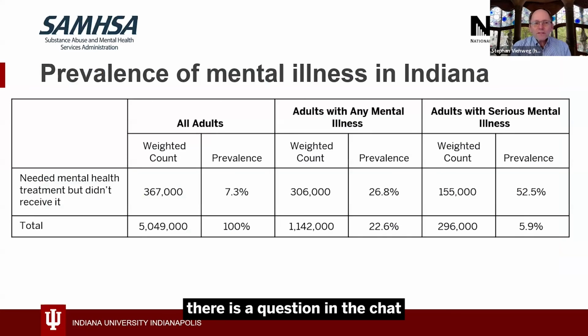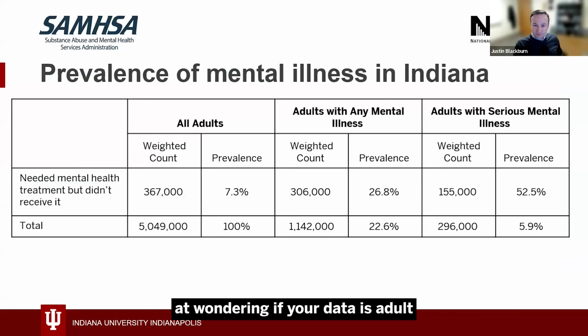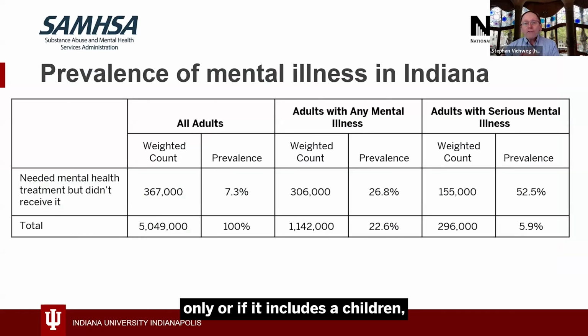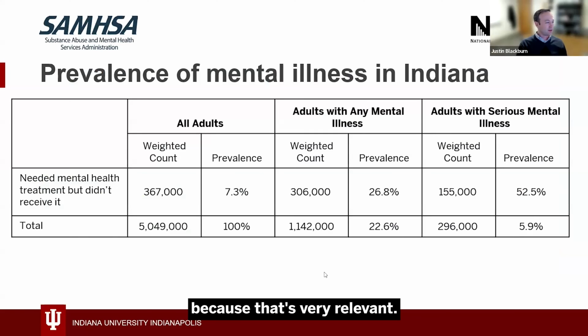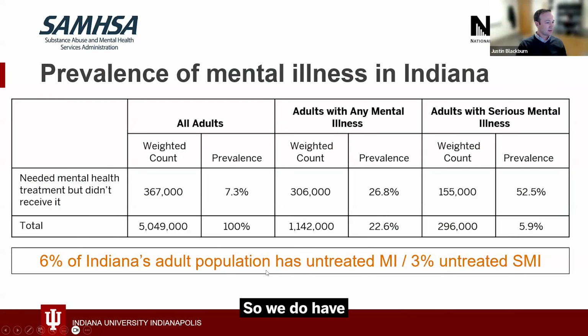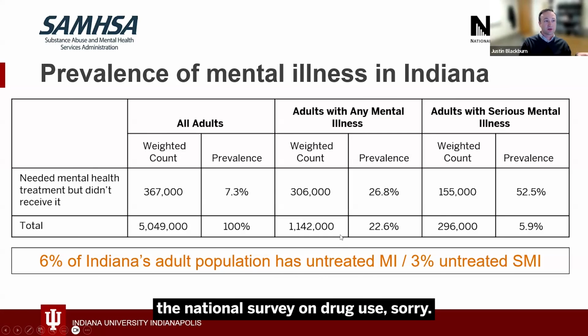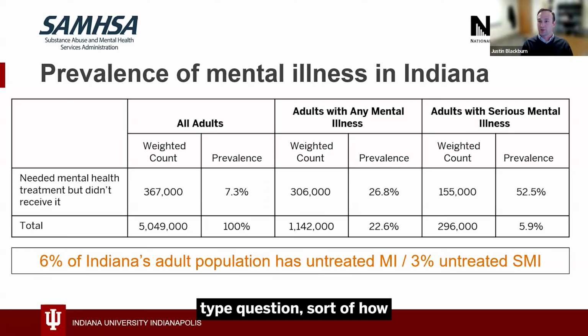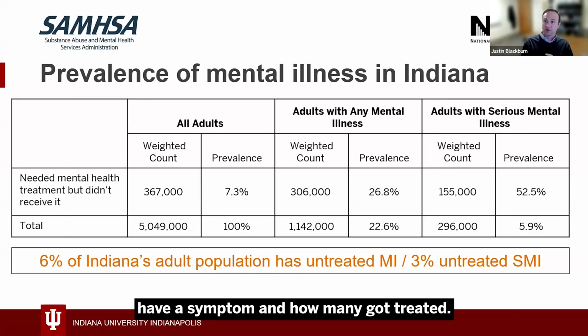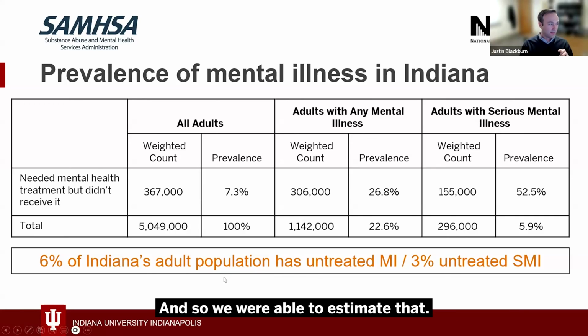And Justin, there is a question in the chat wondering if your data is adults only or if it includes children. Very relevant. So we do have kids included. So there was another survey. The National Survey of Drug Use and Health doesn't include children, but there is a survey that does. It's called the National Survey of Children's Health, and they do a similar type question, sort of how many children have a symptom and how many got treated, and so we were able to estimate that.